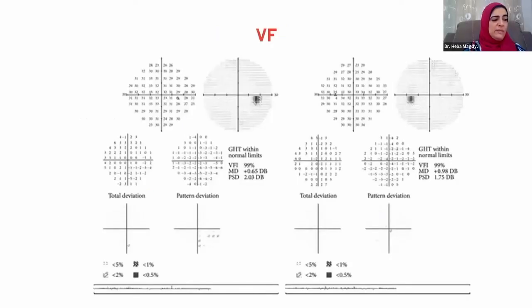What about the visual field test to assess the function of this optic nerve? Okay, we did visual field, and the visual field was completely normal, with normal total deviation and pattern deviation, and the glaucoma hemifield test was within the normal limit. So he's not glaucomatous? Actually, in spite of this normal visual field, the possibility of glaucoma is still present. He might have pre-perimetric glaucoma.